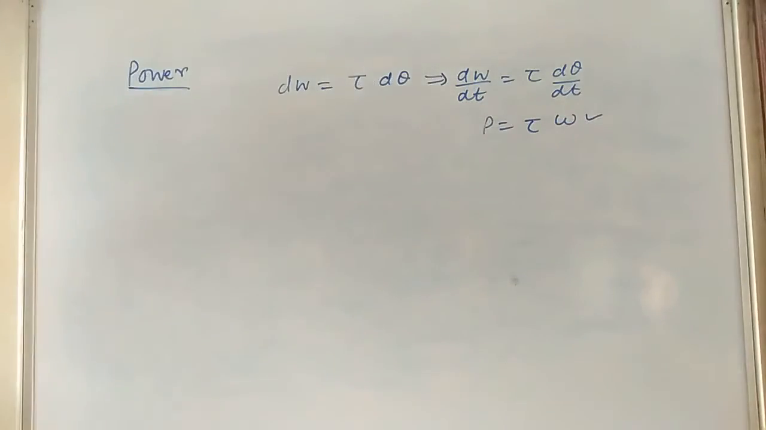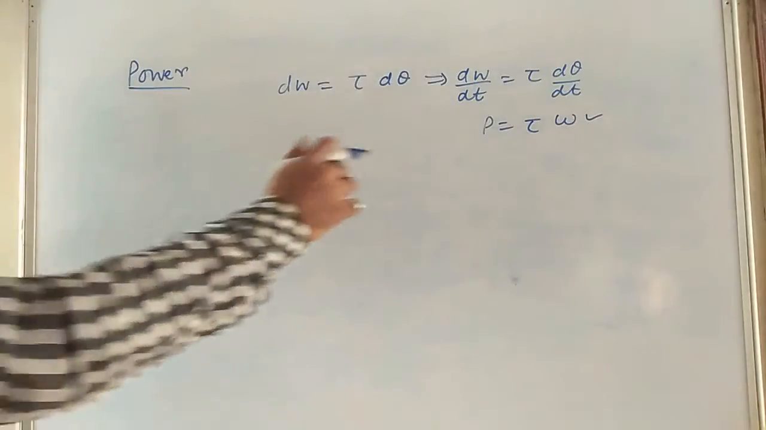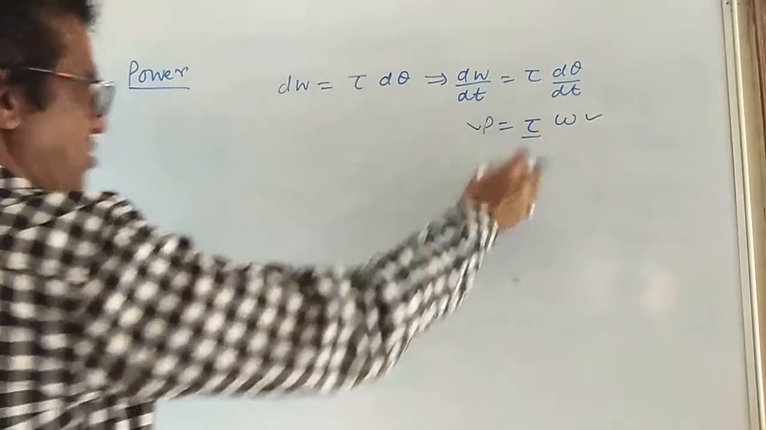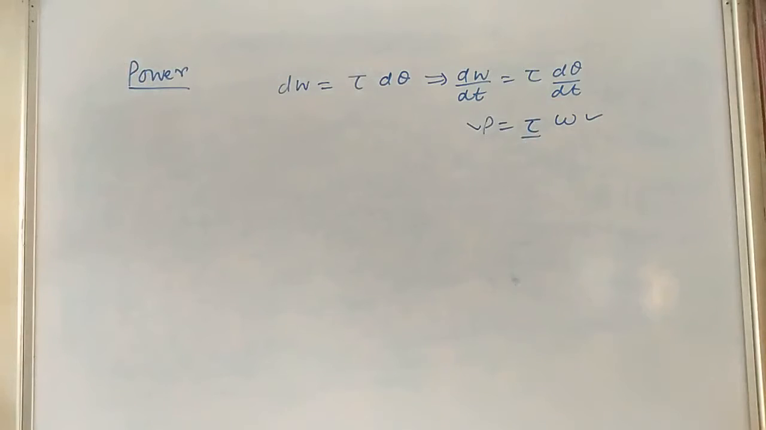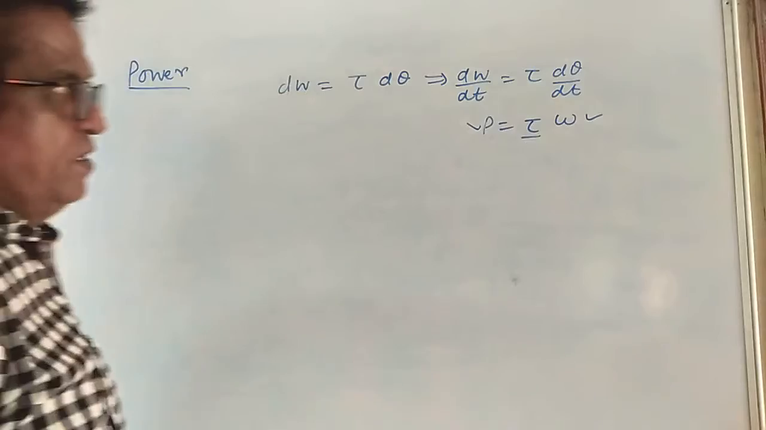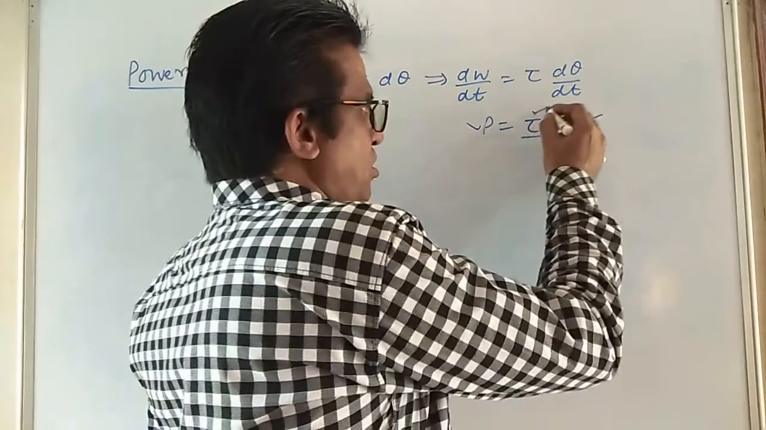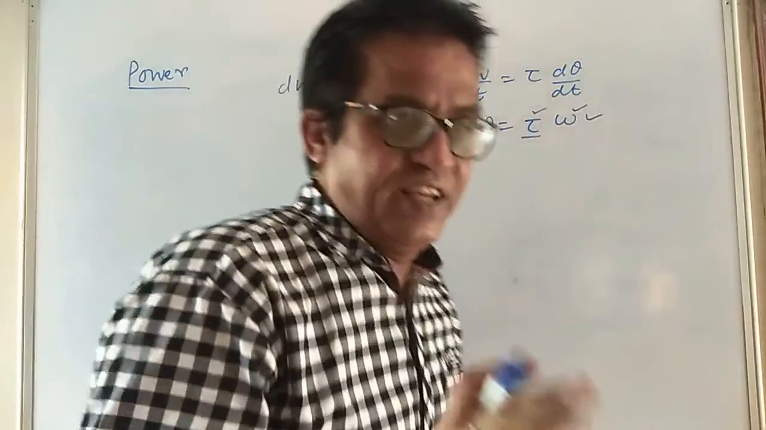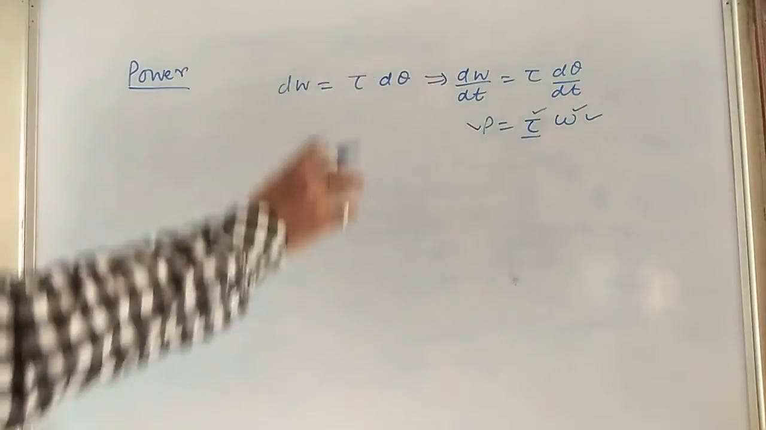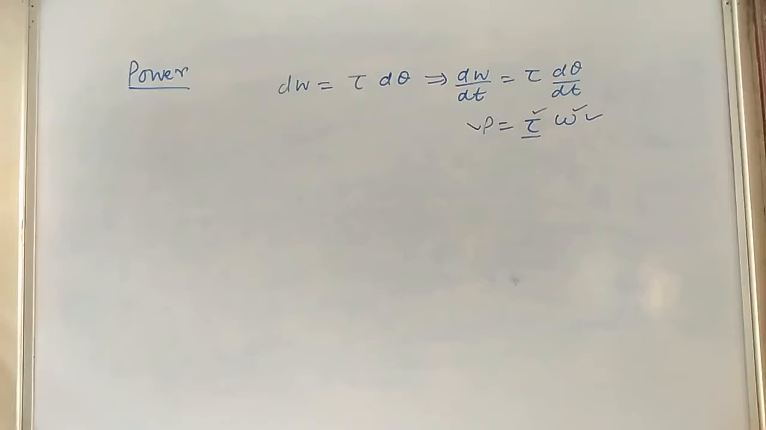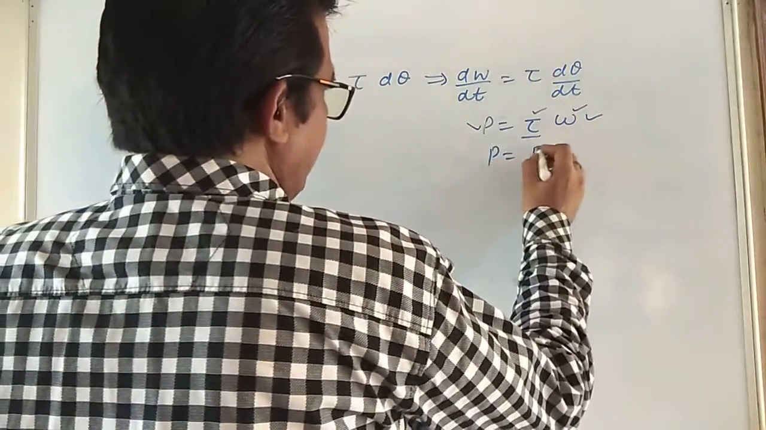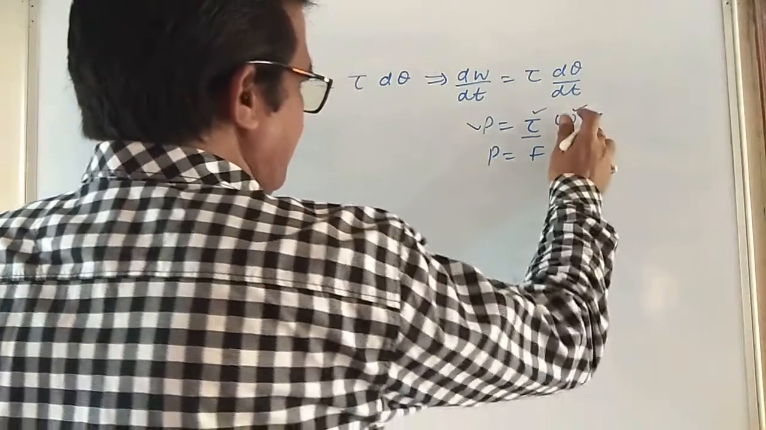This is the formula. So, power associated with the torque is given by the product of the torque and the angular velocity, the angular speed of the body. In linear motion, we know very well power is equal to force into velocity. Compare these two.